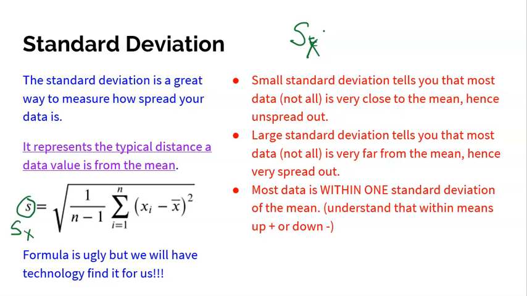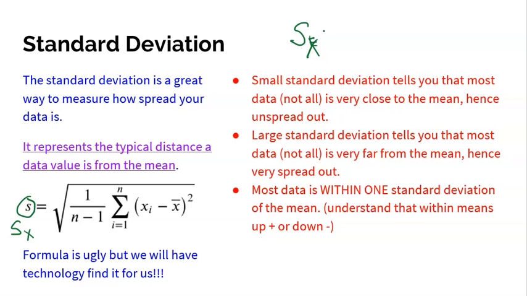So a small standard deviation tells you that most data, not all, is very close to the mean, hence unspread out. So if you have a very small standard deviation, it means that typically most data is very near the mean. Maybe a little bit above, maybe a little bit below, but it's near the mean. A large standard deviation tells you that most data, not all, but most data, is very far from the mean, hence very, very spread out.